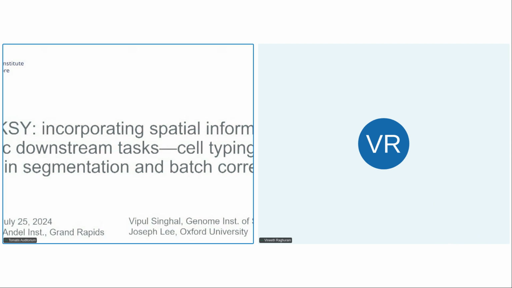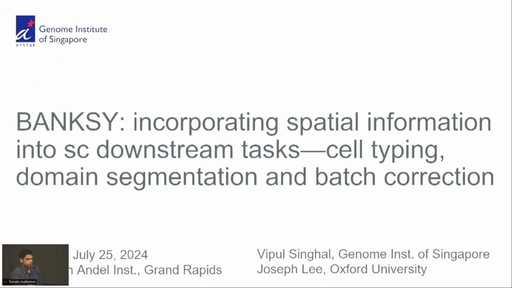Okay, so Banksy at a very high level, even though we've talked about it as a domain segmentation and cell typing method for spatial data, it's actually a little more general than that. It's incorporating spatial information into your traditional gene cell matrix, and then you can use it for whatever you want. We've demonstrated it extensively on cell typing and domain segmentation. But we'll also talk a little bit about batch correction and some other tasks that we didn't implement it for, but similar methods have done, and we can talk about that.